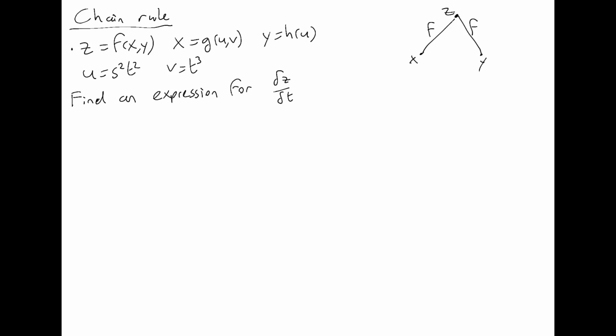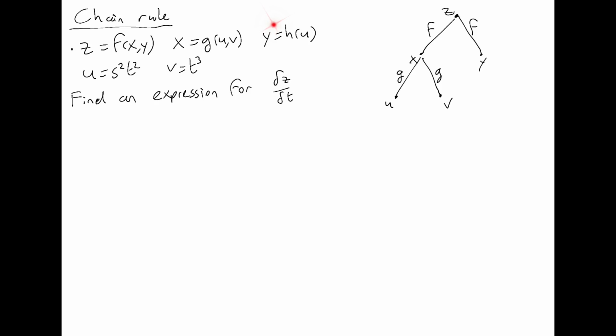Okay, so let us finish the tree first. So we have x and y here. Well, we see that x depends on u and v. So let's write this down. So x depends on u and v, and this dependency is given by the function g.